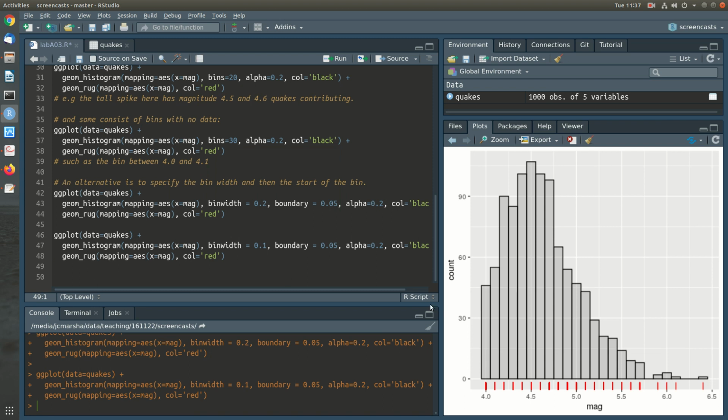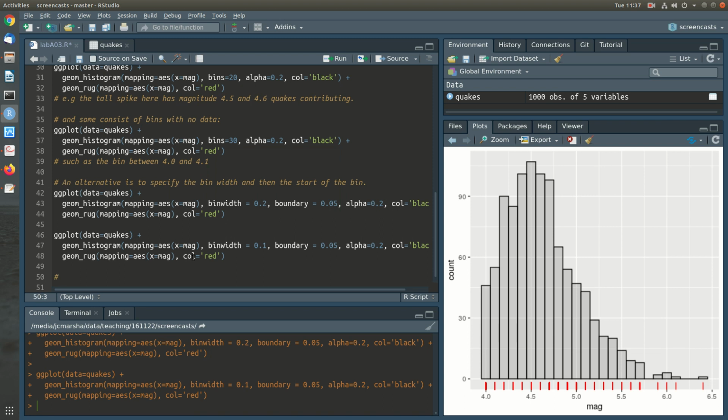And again, you can see that the center is at about 4.5. That's where the mode of the distribution is, the most common value. Most of the values are between 4 and 5. It's skewed to the right in that most of the values are on the left of the plot. We get a long tail to the right. And the spread is from about 4 to 6.5.